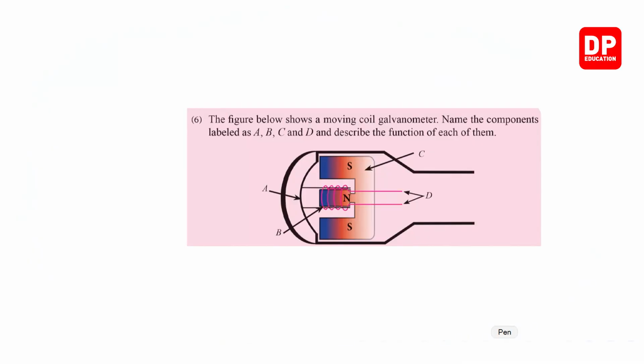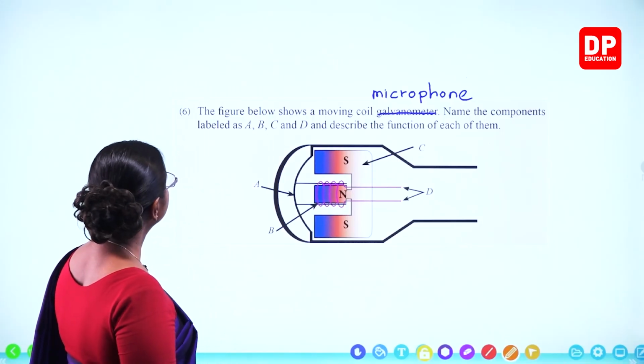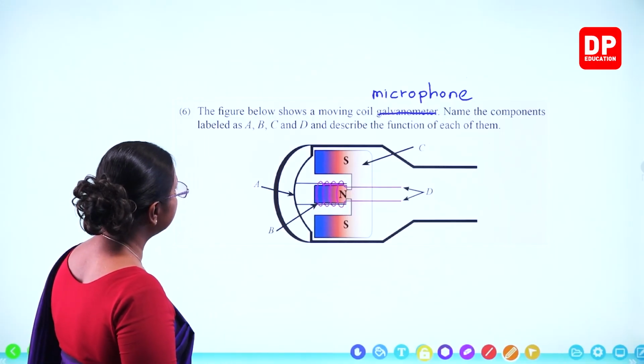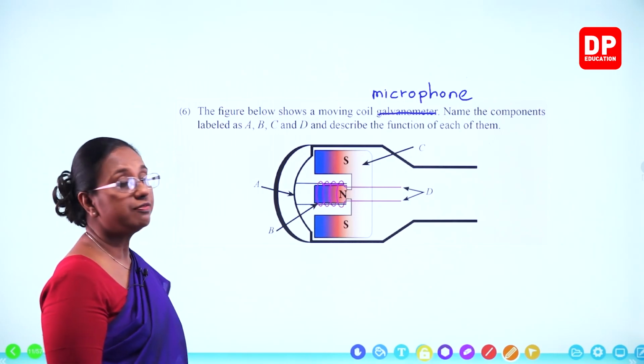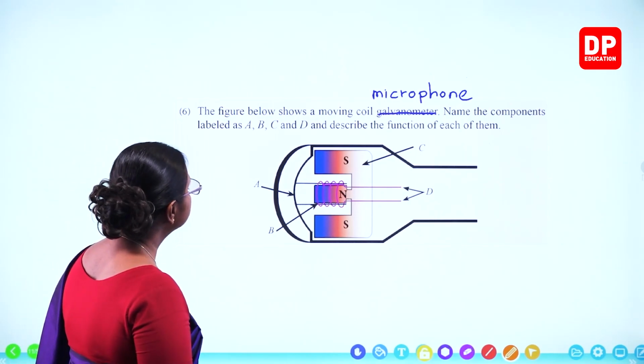Here we have the 6th question. So, there you can see the figure below shows a moving coil galvanometer. That is a mistake in the textbook. It should be moving coil microphone. Name the components labeled as A, B, C and D and describe the function of each of them.